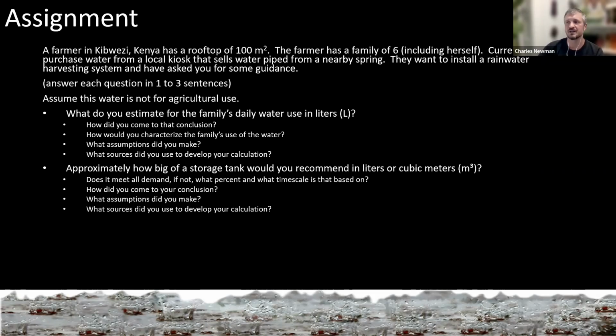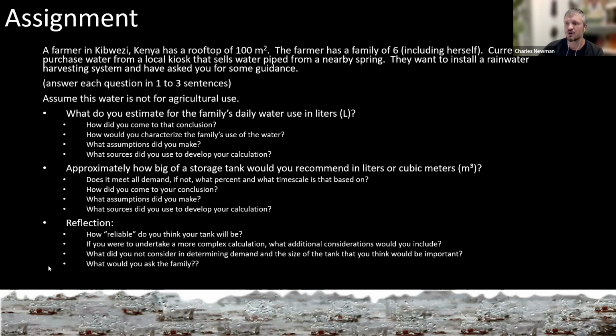Secondly, or perhaps principally, approximately how big of a storage tank would you recommend, in liters or cubic meters? Either is fine. Does it meet all demand? And if not, what percent, and what time scale is that based on? This question may make a bit more sense as you get into the calculations. And how did you come to your conclusion? Again, what assumptions did you make? And of course, what sources did you use?